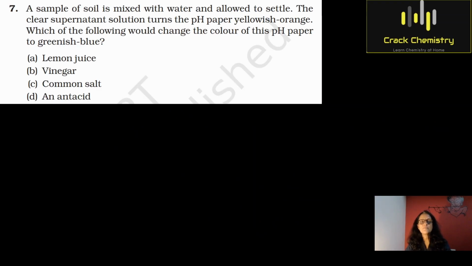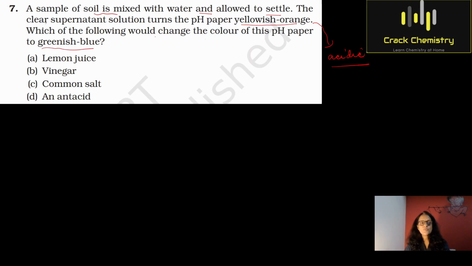Now next is exemplar problem 7. The problem is that a sample of soil is mixed with water and allowed to settle. The clear supernatant solution turns the pH paper yellowish orange. Students, if the clear solution turns the pH paper yellowish orange, it means the nature of the soil is acidic. Then they are asking which of the following would change the color of this pH paper to greenish blue.